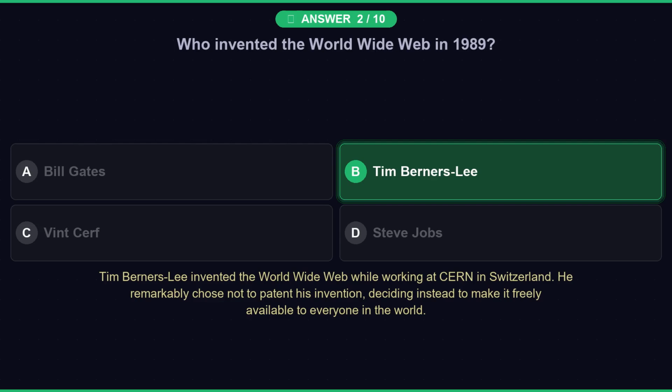The correct answer is B. Tim Berners-Lee. Tim Berners-Lee invented the World Wide Web while working at CERN in Switzerland. He remarkably chose not to patent his invention, deciding instead to make it freely available to everyone in the world.